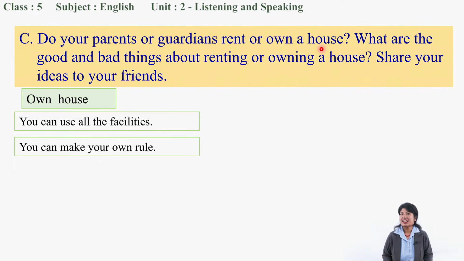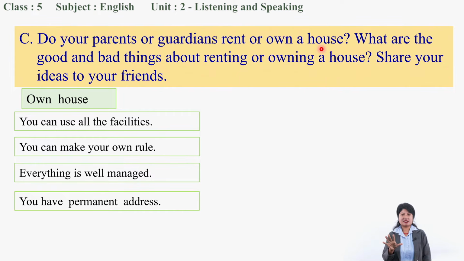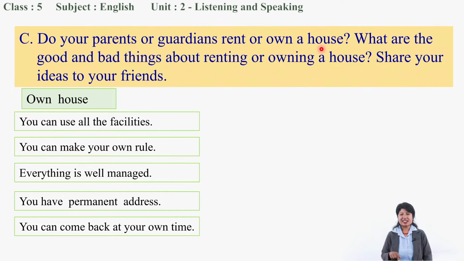What may be next? Yes, you can manage everything at your house. So which part is for what purpose? Then another good point could be you have a permanent address, your own address. If your house is your own, that is your permanent address. And then one advantage could be you can come back to your home at your own time, anytime you like. If it is rented, it is not possible, right? You have to follow the owner's time.